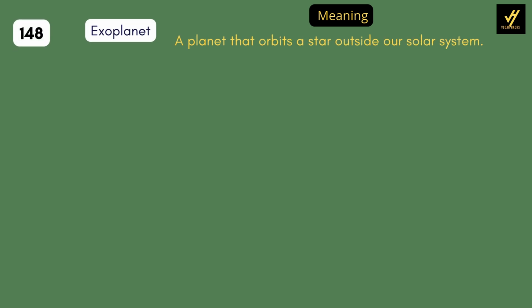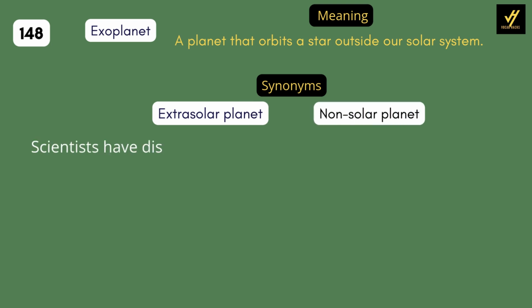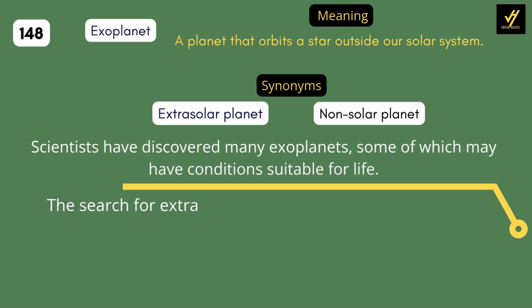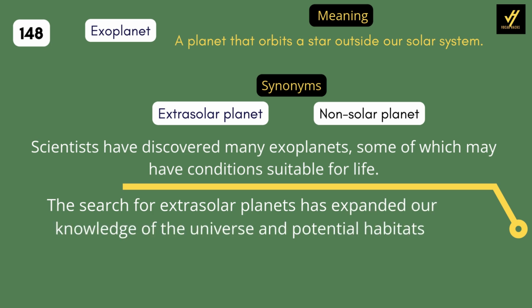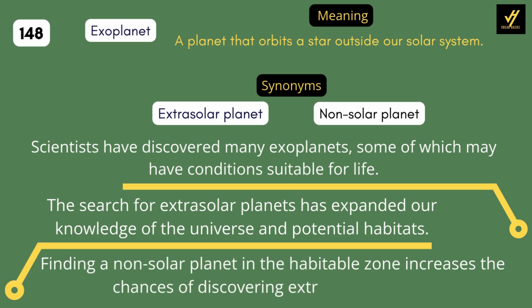Exoplanet, a planet that orbits a star outside our solar system. Extrasolar planet, non-solar planet. Scientists have discovered many exoplanets, some of which may have conditions suitable for life. The search for extrasolar planets has expanded our knowledge of the universe and potential habitats. Finding a non-solar planet in the habitable zone increases the chances of discovering extraterrestrial life.